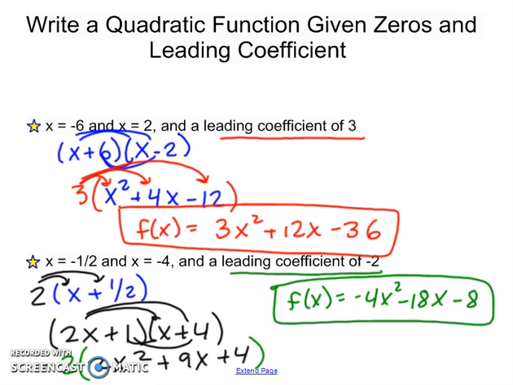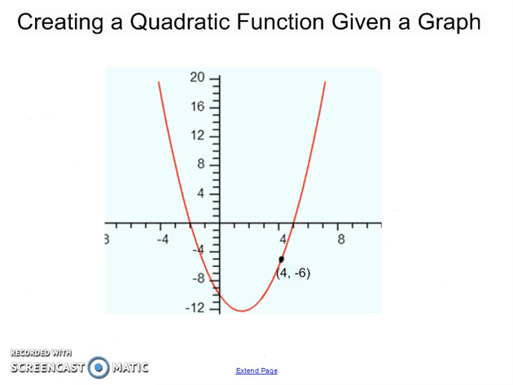Okay, so let's look at a problem where we have a graph. Okay, so we're given the graph. What we want to do is we want to find our x-intercepts. So looking at the graph, I can tell that an x-intercept is going to be here. So that's x equals negative 2. And also here. So x equals 5. So I can use that information and I can set up my factors. So I'm going to have x plus 2 and x minus 5.